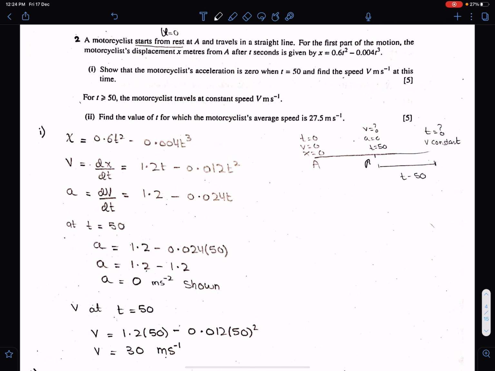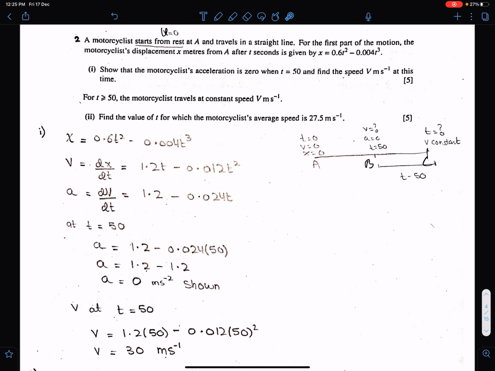Let's suppose this point is B and this point is C. For t greater than or equal to 50, the motorcyclist travels at constant speed. That means from t = 50 onwards, the velocity of the motorcyclist is fixed, which is v. So for t greater than or equal to 50, we can use equations of motion. And for t from 0 to 50, we have to use calculus.